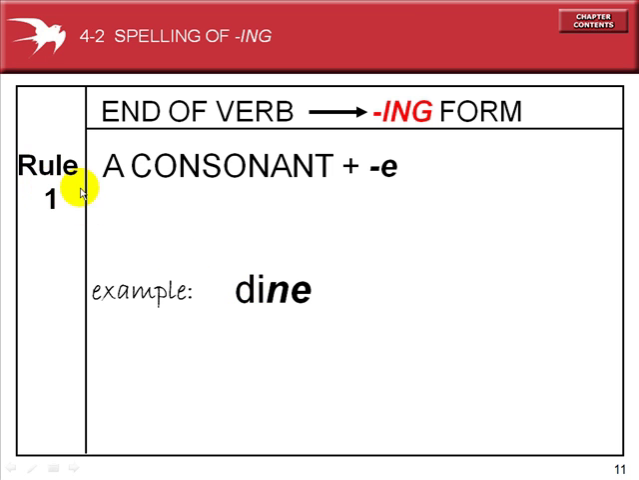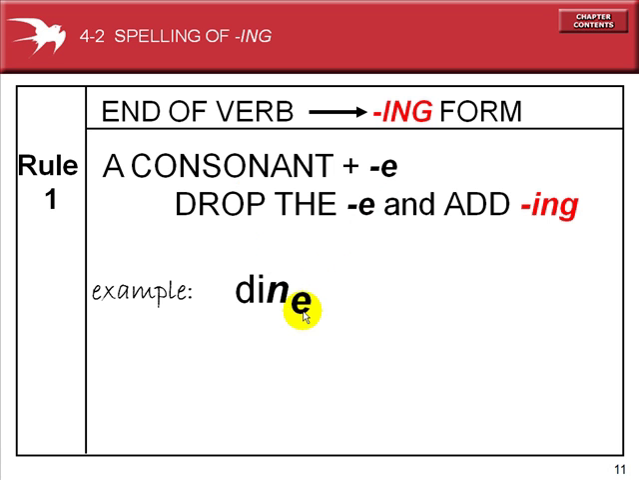Another example in Rule 1, the verb that ends with a consonant plus the letter E. An example is dine. To change dine to dining, we must drop the silent E at the end of dine and add the ing, dining.